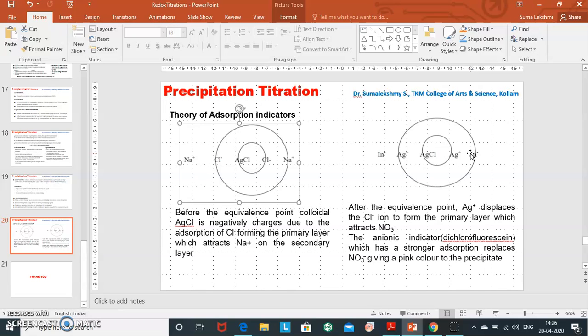In this instance, the indicator, which is the anion of dichlorofluorescein, displaces NO3- and gets adsorbed on the silver chloride surface, and it will give a pink color to the precipitate.